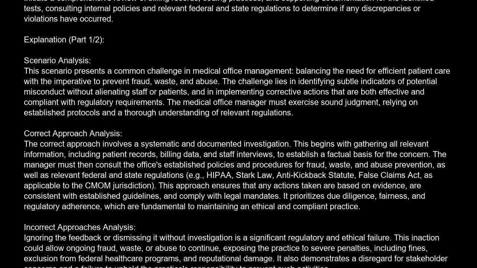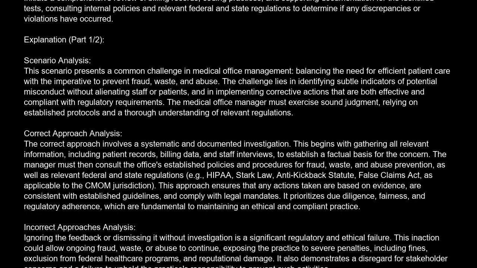The correct answer is C. Initiate a comprehensive review of billing records, coding practices, and supporting documentation for the identified tests, consulting internal policies and relevant federal and state regulations to determine if any discrepancies or violations have occurred.